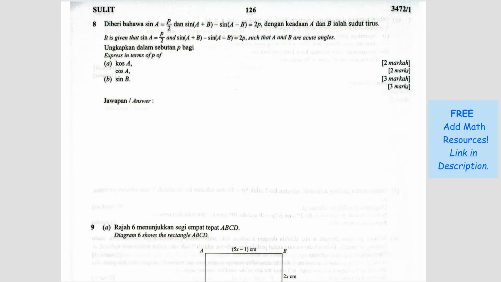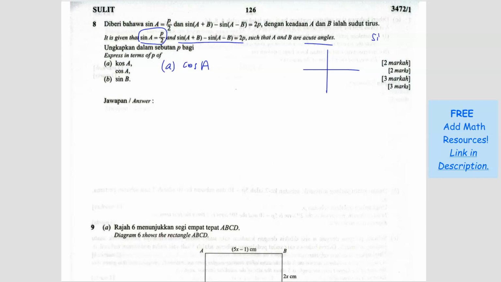Question number 8. It is given that sine A is this, and sine A plus B, so they give you two equations here, such that A and B are acute angles, so it's the first quadrant. Expressed in terms of P, cos A. So we are looking for question A, cos A. Cos A means we have to use the first one here, the sine A, because only this one has A.